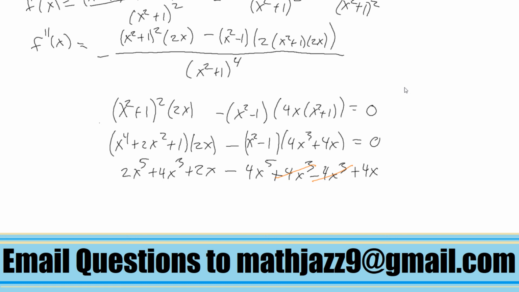Okay. So looks like we get 2x to the fifth, negative 2x to the fifth, because this term and this term connect. Negative 2x to the fifth plus 4x cubed plus 6x equals 0. That means x equals 0. We can factor out a negative 2 from everything.